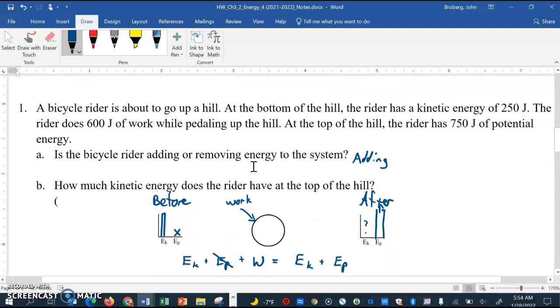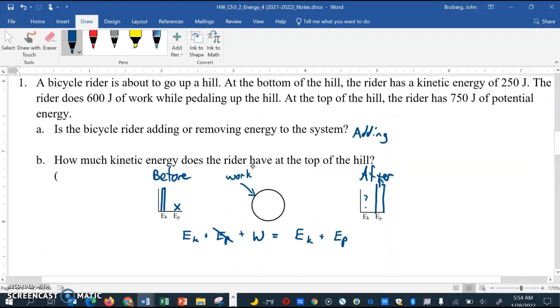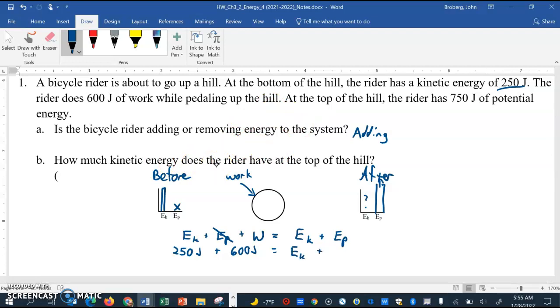And now we start putting information in where it belongs. Here, they just tell you the energies. So we can do 250 joules of energy, plus they tell us how much work we do, 600 joules of work, and we put that in place of work. Equals. And now it's our kinetic energy, which we don't know and we're trying to solve for, so we leave it as the letter. Plus the potential energy afterwards, which they told us was 750 joules.